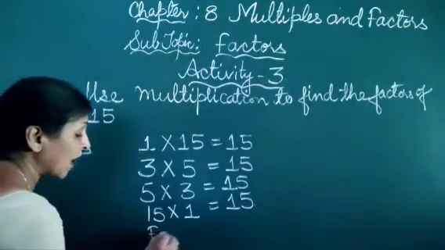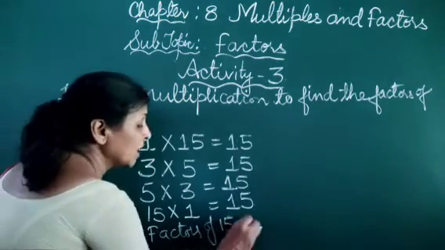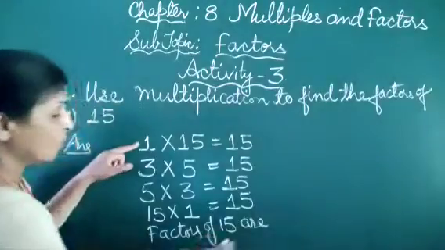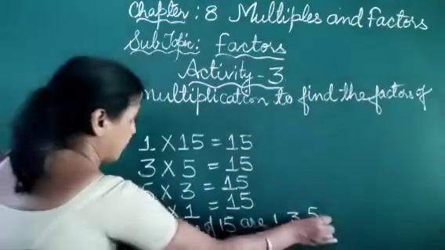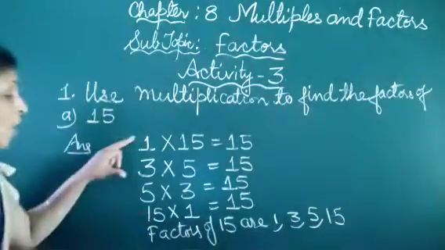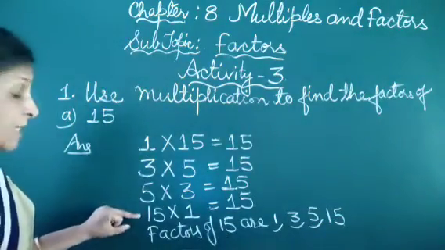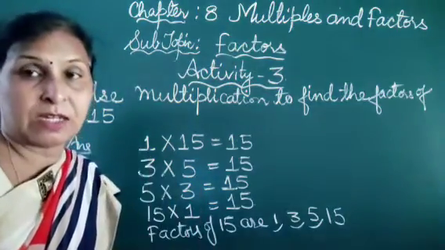Now we write factors of 15 are 1, 3, 5, 15. All these numbers are the factors of 15.